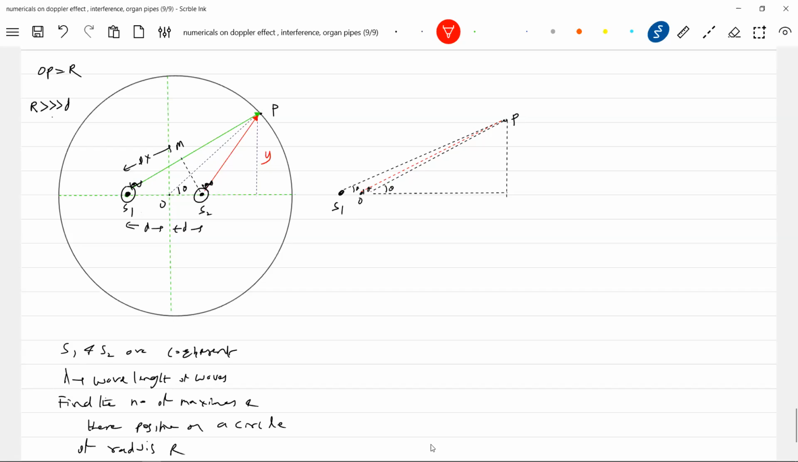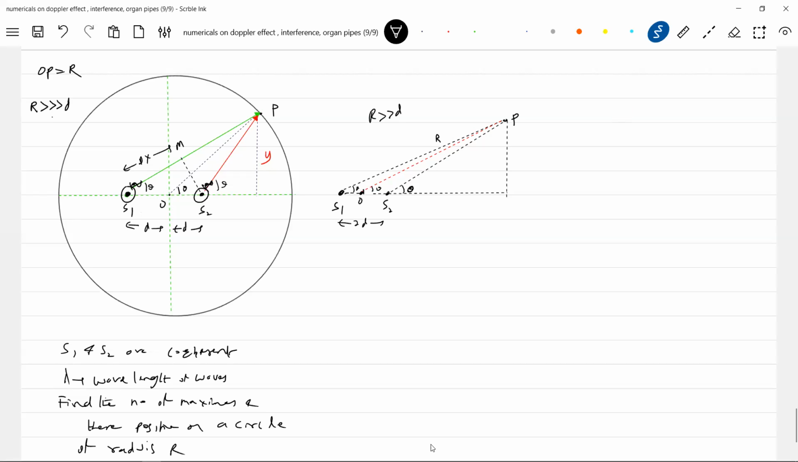Some are asking that the diagrams are not clear. I'll put it again. You can see this. So will you agree with this condition? This is 2d and this is almost equal to r. So when r is very much greater than d, all these lines S1P, S2P and OP will subtend the same angle with the horizontal. This is the one basic necessary condition. Because of that, I can take this also theta, this also theta.